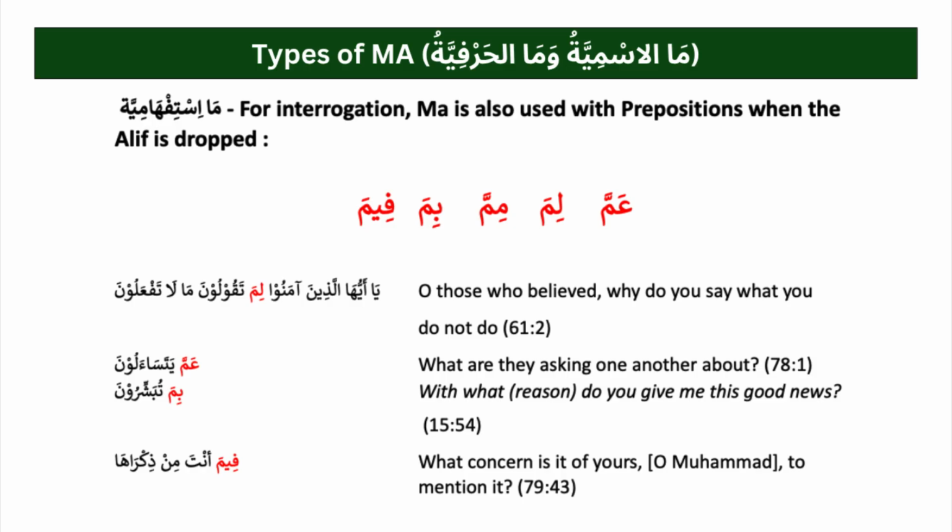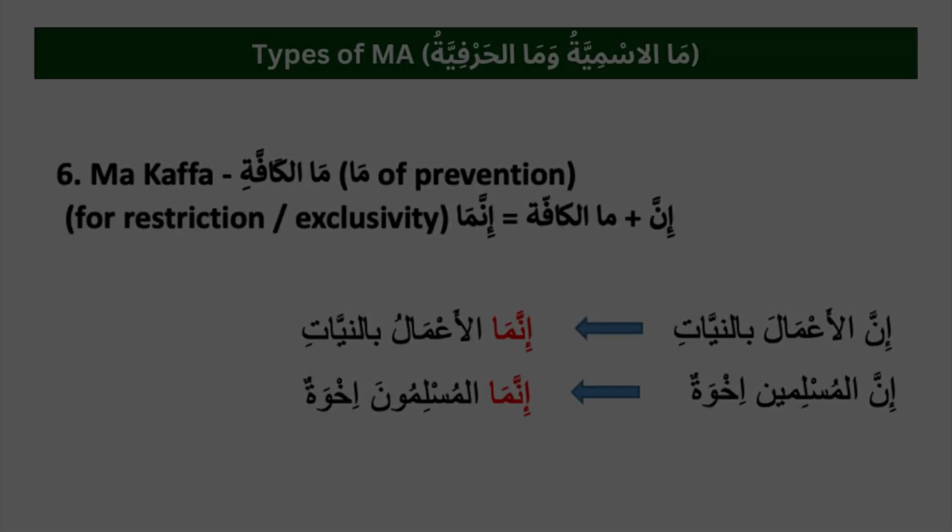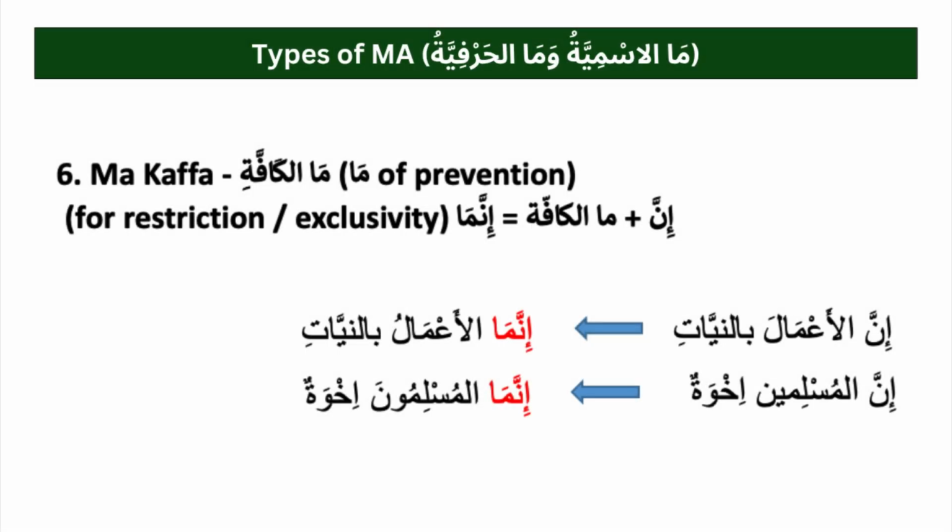Then we have Bima tubashshirun. With what reason do you give me this good news? Here bima comes from bi plus ma, again with the interrogative meaning, and then Fima anta min dhikraha. What concern is it of yours to mention it? Here fima comes from fi plus ma. So the lesson of this section is that when interrogative ma comes after a preposition, the written and spoken form often becomes shorter by dropping the alif. Now we move to the next slide, which is ma kaffa.